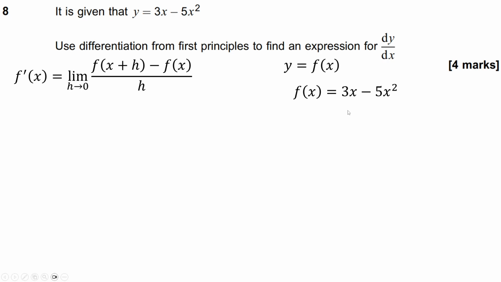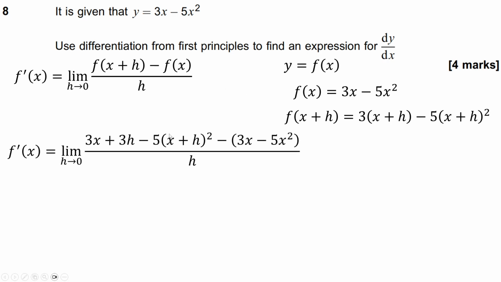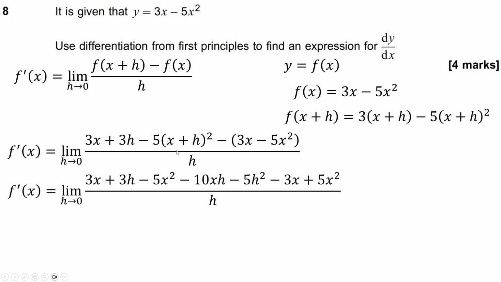Okay, and then f of x plus h is just where instead of plugging in x, you plug in x plus h. Okay, and then we're just going to use this and plug it into there to get that. Just tidy this up and be very careful here. You've got a minus, so it'll be a minus 3x and then a plus 5x. And I've also expanded that. You can just tidy this up a little bit more. I'm sure you know how to do that.